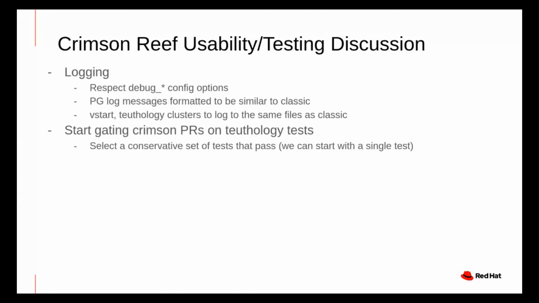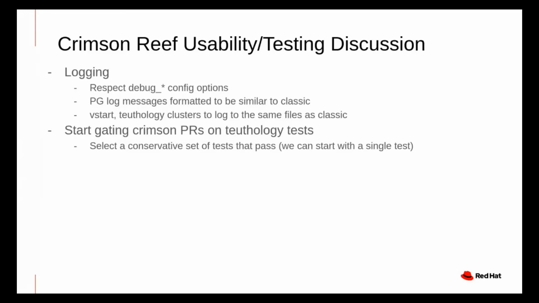The other piece is that PG log messages in Classic have a macro, the dout macro, that ensures that the log lines are always formatted the same way. This is useful for a bunch of reasons, including because it allows you to very easily grab out all of the log lines for a specific PG. So I think we want, if anyone wants to sort of volunteer to go and do that auditing, that would be excellent.